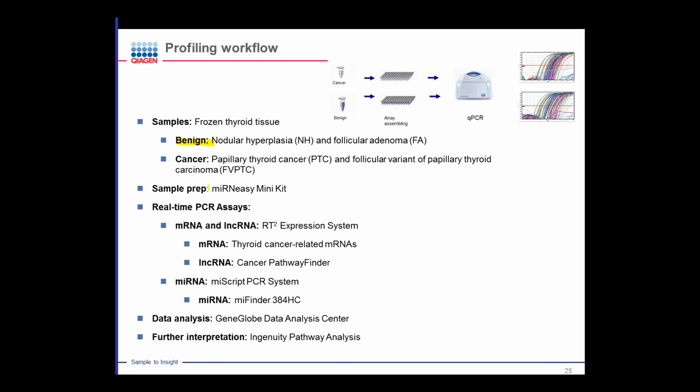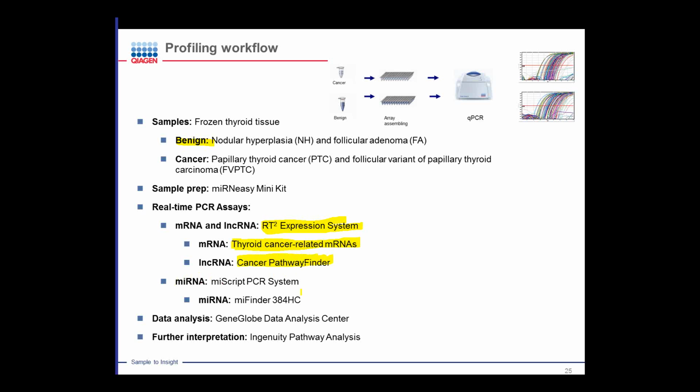We isolated RNA using the microRNA mini kit. For mRNA and long non-coding RNA, we use the RT² system as I described. For mRNA, we're using an array that was developed specifically for thyroid cancer. So this is an array that has targets on it that, from the literature, have been reported to be involved in thyroid cancer. For long non-coding RNA, we're essentially using the best of panel. It's a panel that has the most well-known, studied, and broadly described long non-coding RNAs on it.